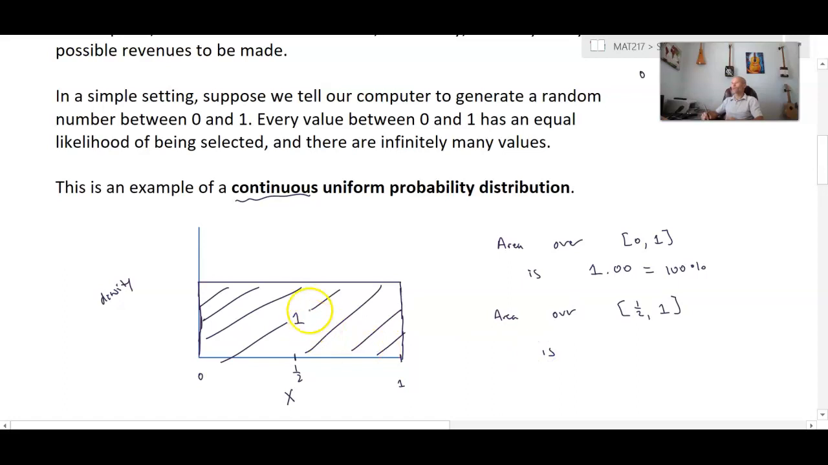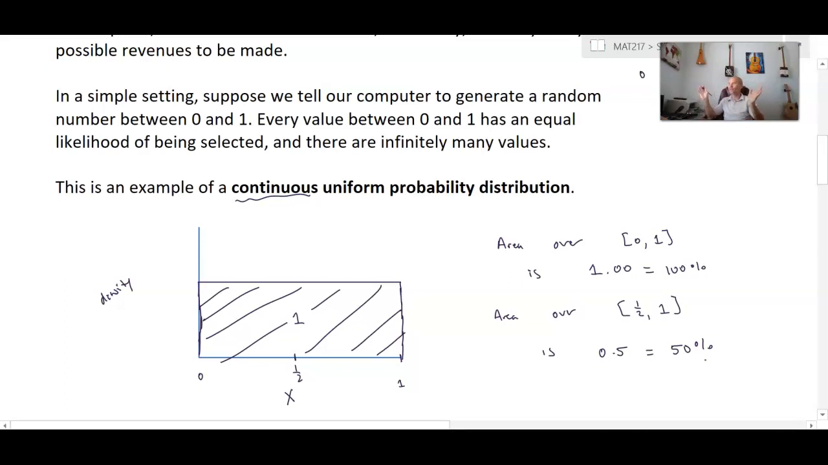and since this is a rectangular shape, that means that the area, if you were to slice this thing in half, is 0.5, which is 50%. So there's a 50% chance that you generate a number that falls between 1/2 and 1. And even though there's a 0% chance that you pick any specific number, like 0.5349, there is a 50% chance that the number that you generate falls in an interval.